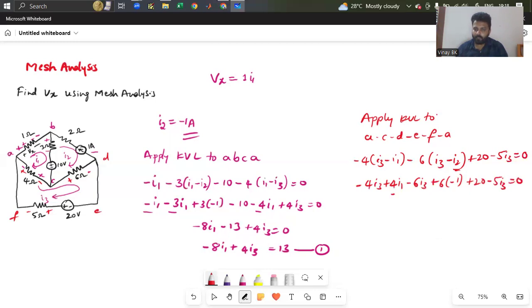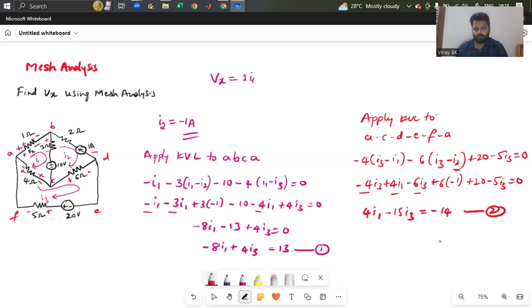Now we can see only one I1 is there. That is 4 into I1 minus 4I3 minus 6I3 minus 5I3, that is minus 15I3. Similarly, you can see here minus 6 plus 20, 14. You send that to the right side, minus 14. This is equation number 2.